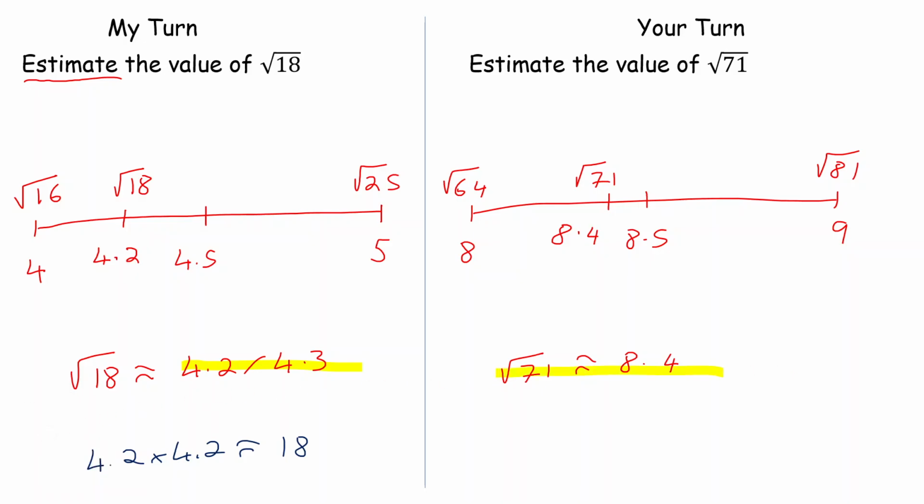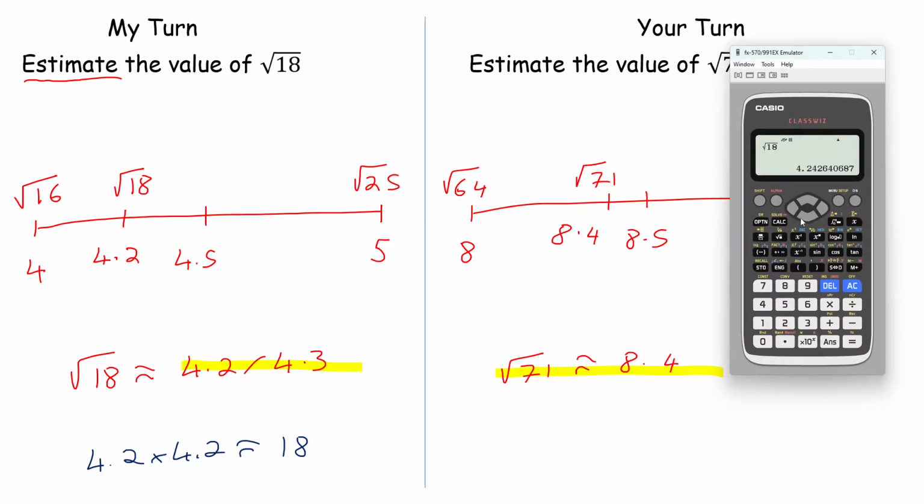And again, we can just confirm that this is a good estimate by putting it into the calculator. If we say that the root of 71, enter it, decimal 8.426. So there you go. That's a pretty good estimate. Of course, it isn't exact, but it's a good estimation.